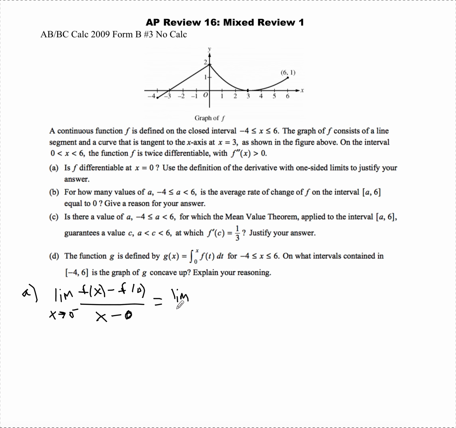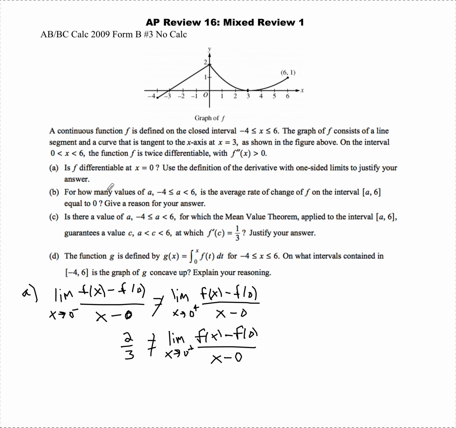So I can go ahead and write that. The limit as x approaches 0 from the right, then, of f of x minus f of 0 over x minus 0. That these two things are not equal to each other. I've used the limit definition of a derivative to justify why this thing is not differentiable. If you would like, we can actually find the slope from the left. The slope from the left there is actually 2/3. And it is not going to be equal to the limit as x approaches 0 from the right of f of x minus f of 0 over x minus 0. So is it differentiable?